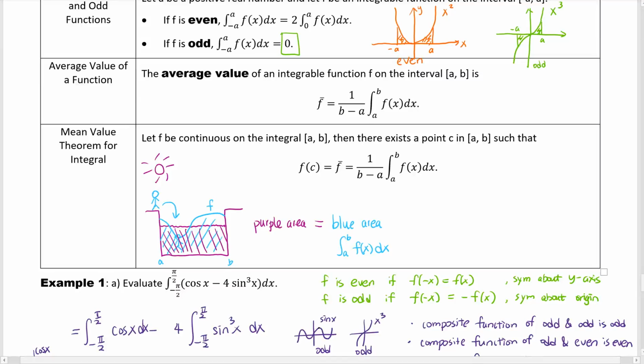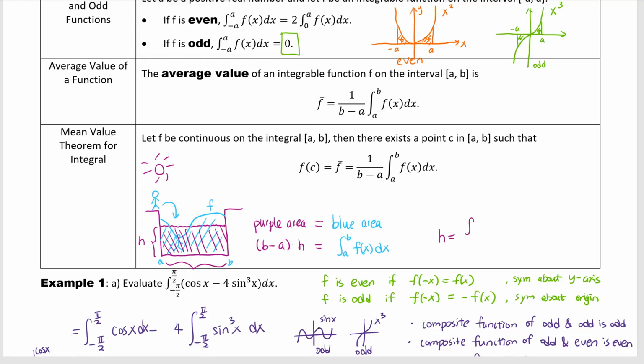Well, the purple area is like a rectangle where the base is b minus a. How about the height? Okay, so let's talk about the height. Let's call it h for now. The h is actually the average value of the integral function f. Because it's like you jump into the water and you see the water level change, but after the water settles down, the height becomes the average value of that area. So that's why you can solve for h.